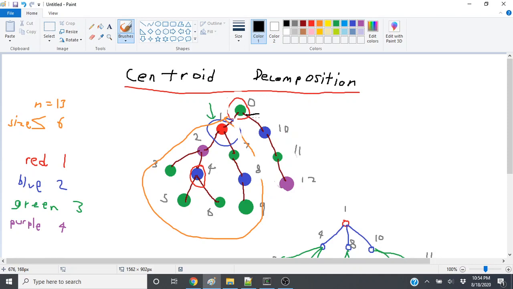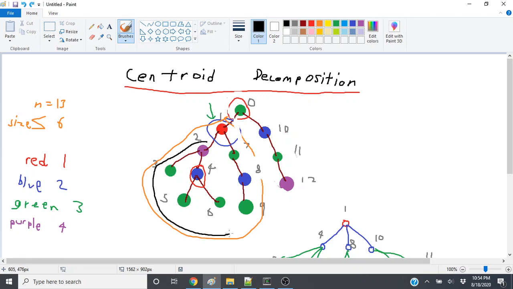But here we're going to start here. This is not a centroid, so we're going to go into the biggest subtree. And we've already proven why this works, so I won't do it again. So now, this is a centroid, so we finish. And that's essentially what we do.